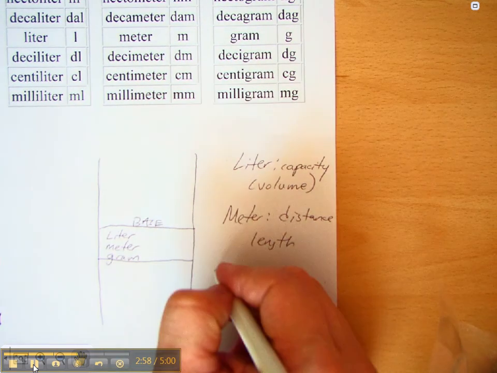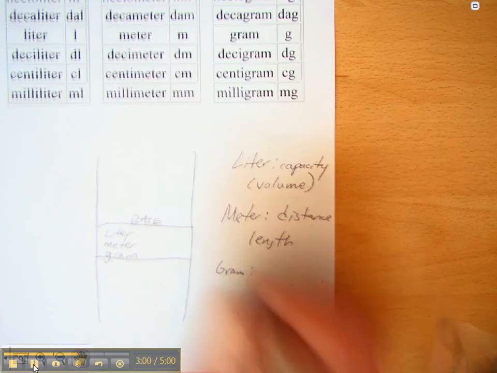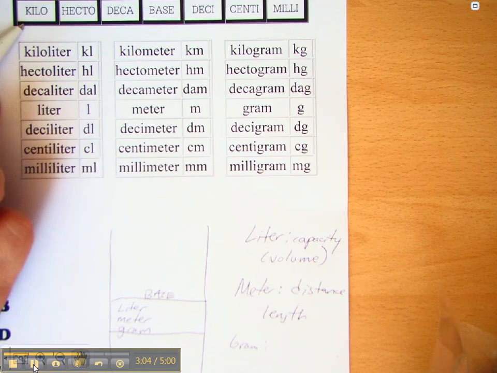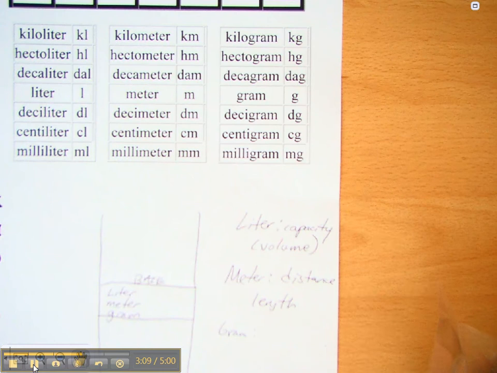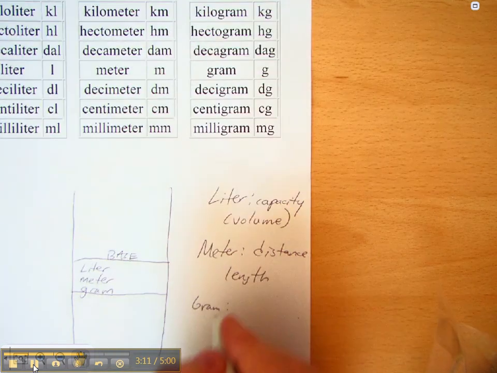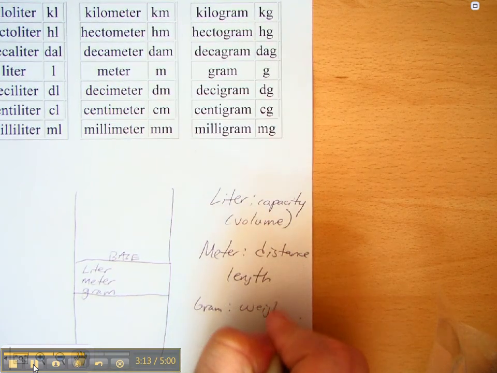And the last one we have is gram, okay? Now, what if I said to you the word kilogram? If I put those two together, what does that make you think of? Can you guess it? You got it. We're talking about weight, or how much things weigh, okay?